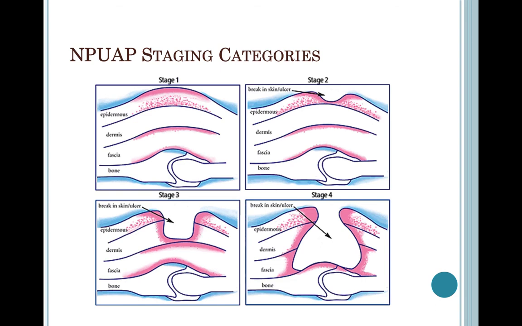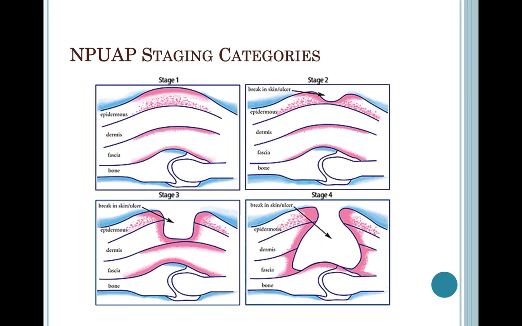So here's an overview of the National Pressure Ulcer Advisory Panel staging categories. In a stage 1 pressure injury, the skin is still intact, so there's not really an open wound, but it is good for us to note that there's already signs of an adverse reaction to extended or excessive pressure over the bony prominence.